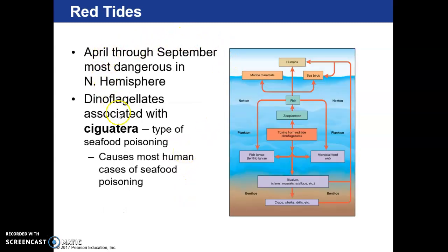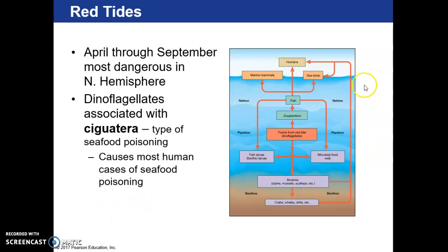So they're most common April through September, and they're most dangerous in the northern hemisphere, just with the different movement and dynamics that we have in the northern hemisphere. Dinoflagellates specifically are associated with a type of seafood poisoning called ciguatera, and that causes most of your human cases of seafood food poisoning.